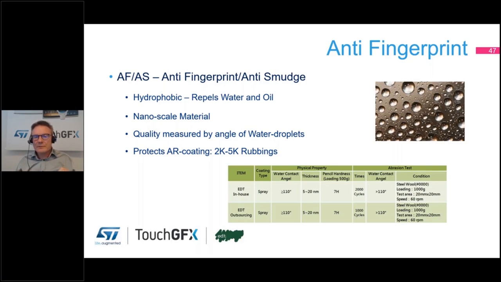We cannot avoid fingerprints coming on the glass. They will come there, but they're easy to wipe off. And as I said, it helps to repel the water. So if you have anti-fingerprint, the water will easily run off.